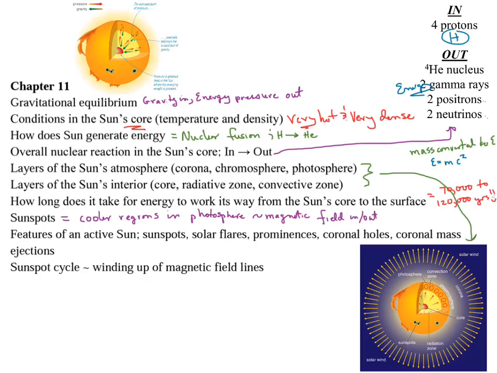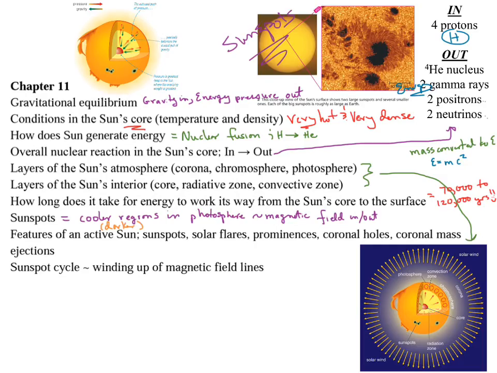And sunspots, then, remember we saw in the video where basically you can kind of think of a magnetic field coming out of one sunspot into another sunspot. So you need to know features of an active sun. Just be able to kind of list these out.